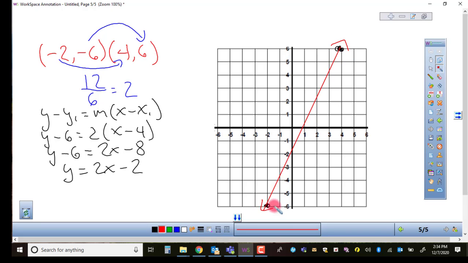And let's see if that fits in with my equation. So my equation tells me I should have a slope of 2. And if I look at my graph, it looks like every time I move up 2 squares, I'm moving right 1 square. So that fits in with the slope of 2. And if I look at my y-intercept, it looks like it's hitting right there at -2. So that confirms what we ended up with. There's my equation: y is equal to 2x minus 2.